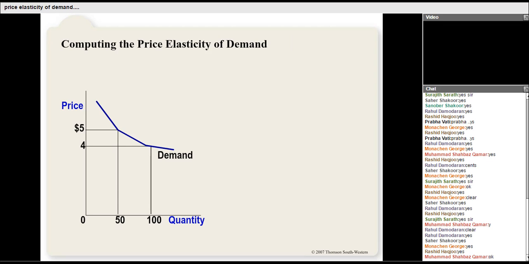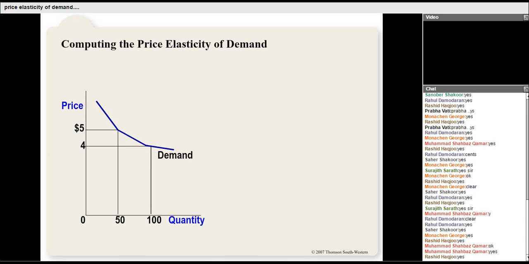Anyway, see what it is saying: computing the price elasticity of demand. See what exactly is happening. The price of a commodity, of any product, was $4, and the demand was 100 quantity. Can you see that? When the price shoots up by 25%, I mean the new price is now $5, see, the price has gone up by 25%, remember, but now the quantity demanded is down to 50%.